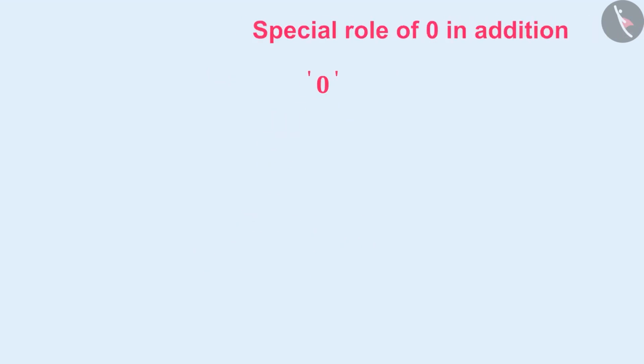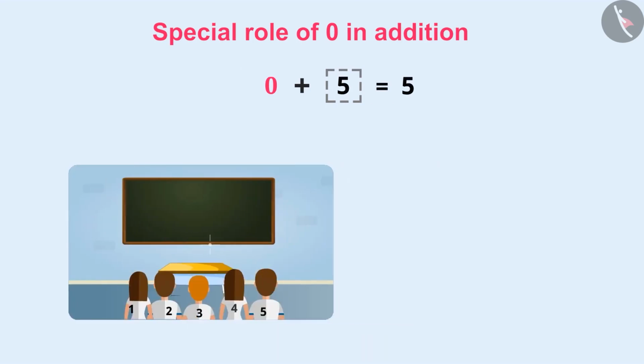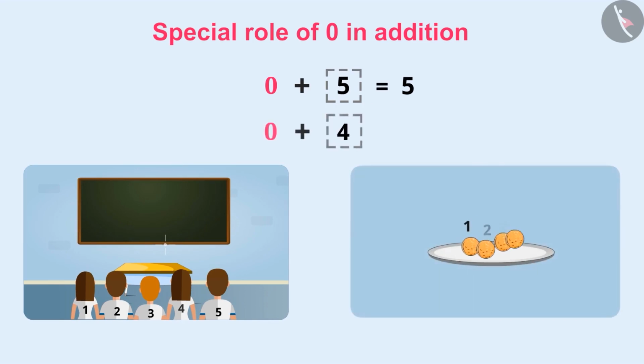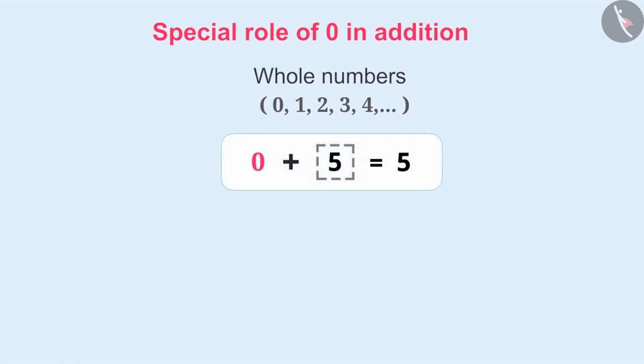0 has a special role in addition. If any number is added to 0, that means if 5 students enter an empty class, or if we put 4 laddus in an empty plate, then the result will be the same whole number which is added to 0. Because of this reason, 0 is called an identity for the addition of whole numbers.